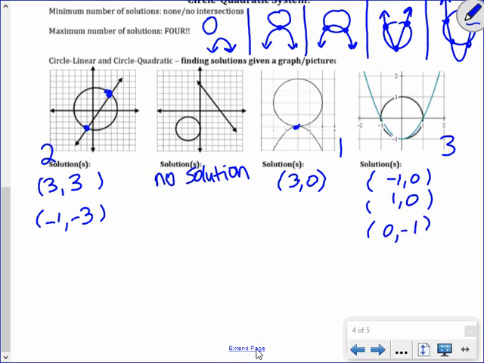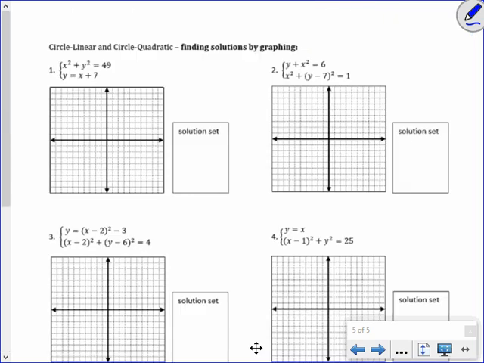So if it's already graphed for you, it's really easy to just look at it, visualize where they're crossing each other, and write down those points. It should be really easy, really straightforward. So this entire first page, everybody should be on track. Really simple stuff. Anybody have any questions? Okay. So this is where you are actually going to be doing the work. You're going to have an equation of a circle, an equation of a line or a parabola. You're going to graph them and then tell me what the solutions are. Okay? Let's start.